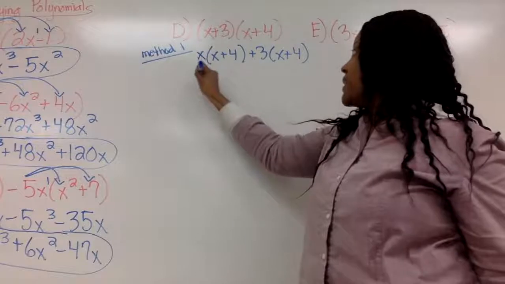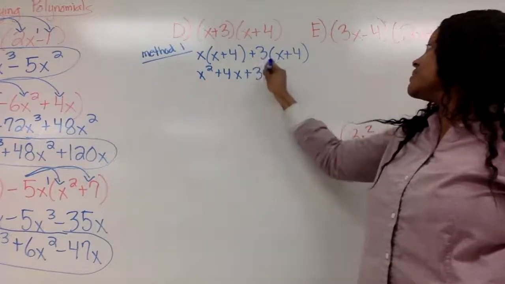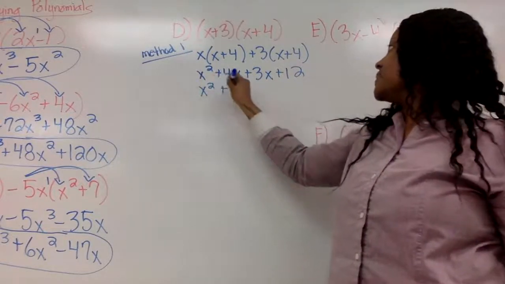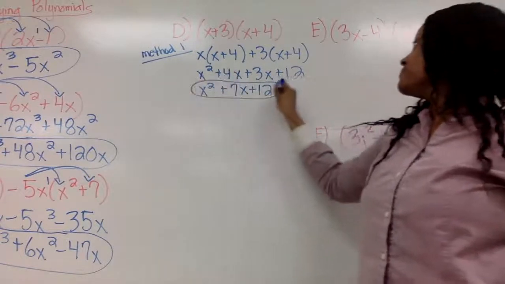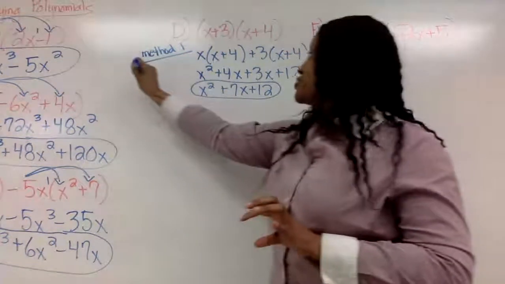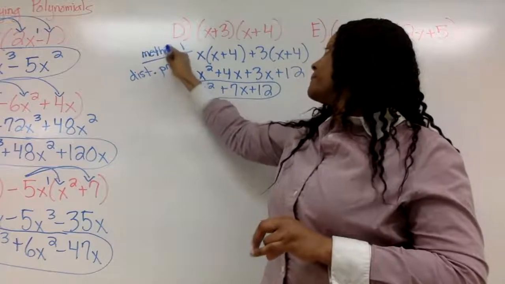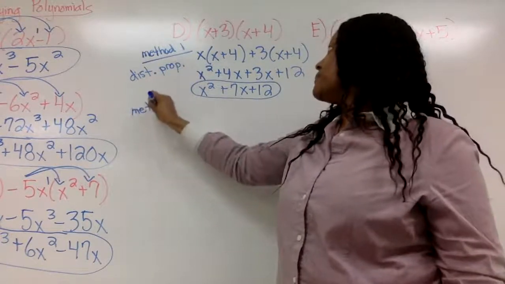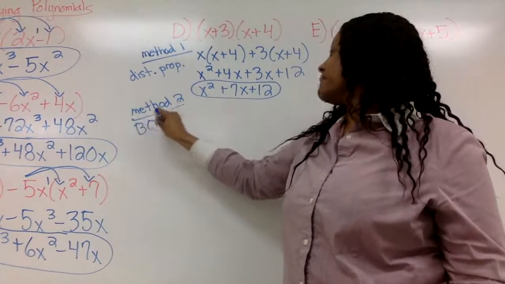We go through, we multiply. This gives me x squared plus 4x plus 3x plus 12. We combine like terms. This gives me x squared plus 7x plus 12. All right, so that is one way that we can do it. So this method is the distributive property, and I'm abbreviating. The second way that I want to show you how to do it is the box method. So this is box.